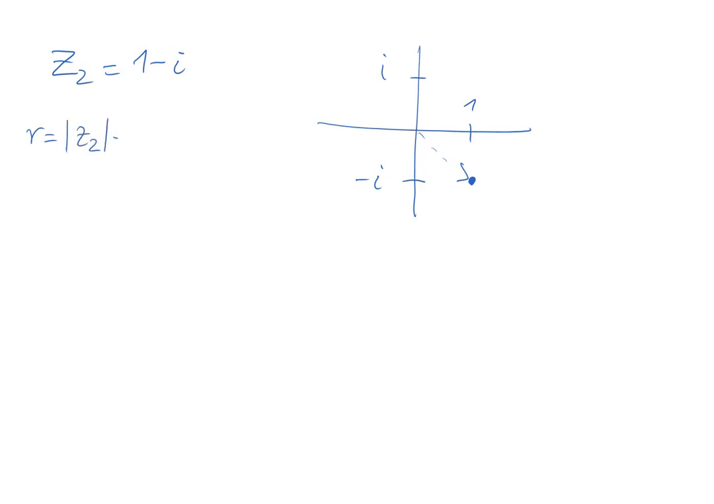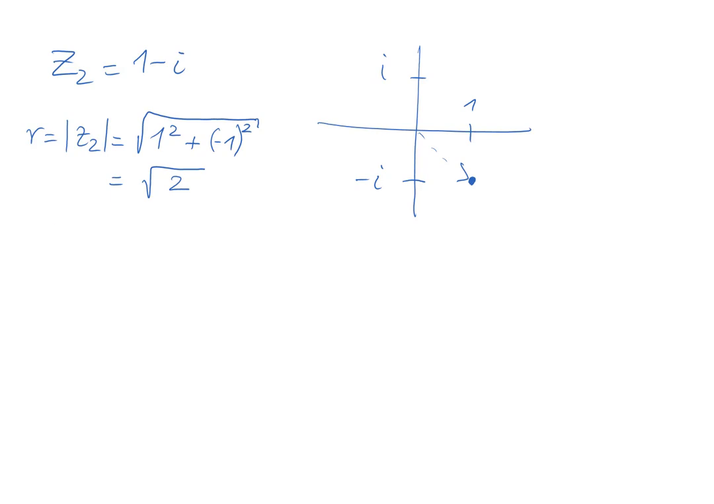Now our next example is z2 equals 1 minus i, and we compute it in a similar way. The absolute value of z2 equals the square root of the real part, which is 1, and the imaginary part, which is -1, both squared. 1 squared is 1, -1 squared is 1, so we have the square root of 1 plus 1, which is square root of 2.